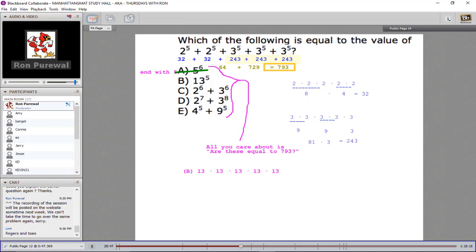You might know already that 13 times 13 is 169. So this is 169 times another 169 times 13. So this is going to be way, way more than 793. It's going to be like a 6-digit number. So no way. You could also realize that 10 to the 5th is 100,000, and this is bigger than that. So you could also do that.